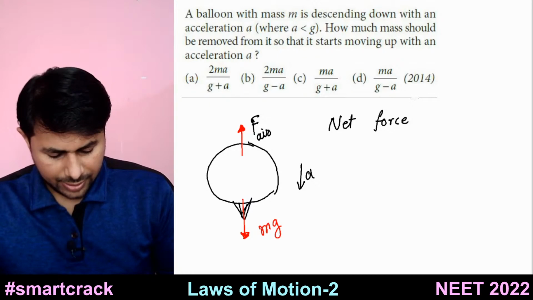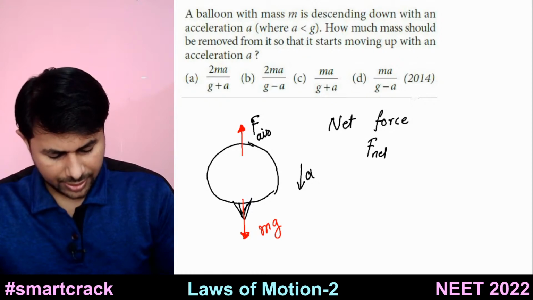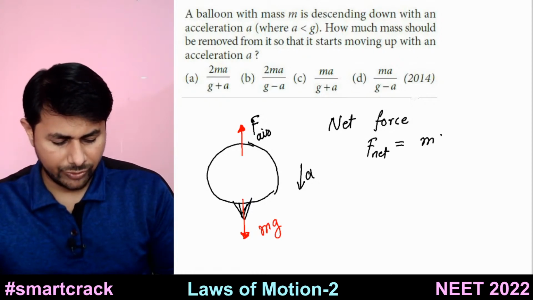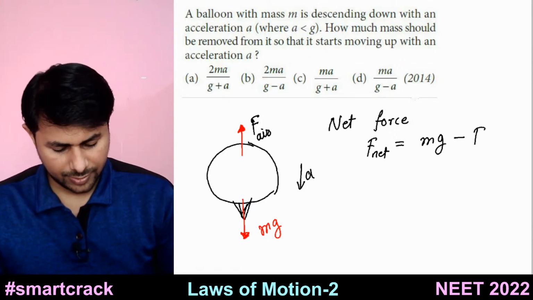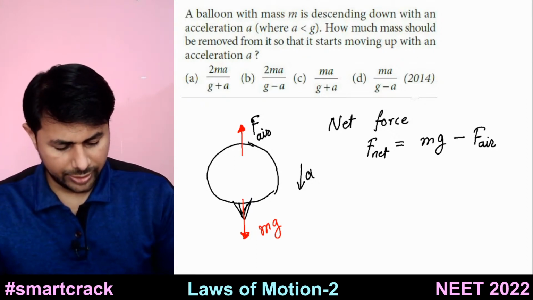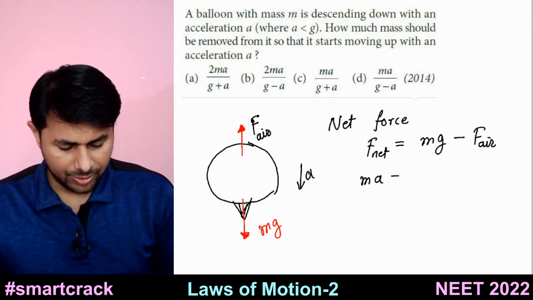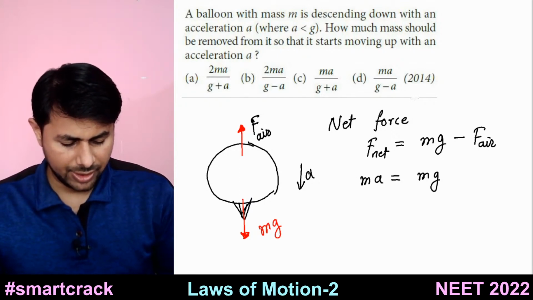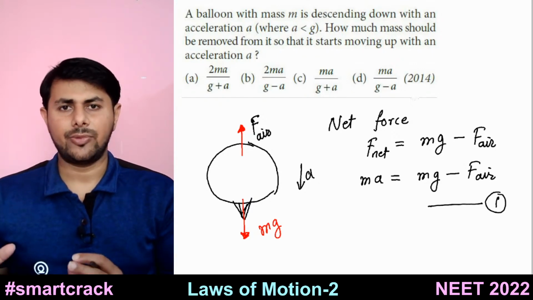So in this first case, net force is downwards. F net should be equal to the total downwards force minus the total upwards force. It can be written as m into a equals mg minus the force due to air. Let's call it equation number 1.